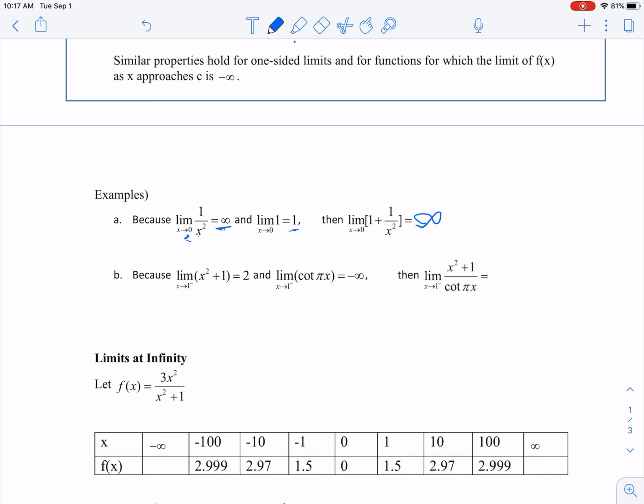All right? This one is going to 1 from the left. They tell you it approaches 2. The cotangent is going to negative infinity. I've got a 2 on top and a huge number down here, a negative huge number. Okay, so it's going to go to 0. We do a lot of that. These are non-calculator questions. These are ones I want you to think about. What's happening to the denominator? Is it getting really big or is it getting really small?